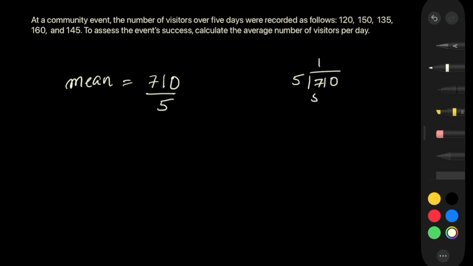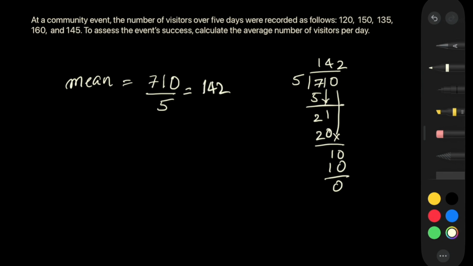Five goes in 7 once, with a remainder of 2. We bring down the 1, and we get 21. 5 goes in 21 4 times, with a remainder of 1. Bring down the 0, and we get a 10. 5 goes in 10 twice, with a remainder of 0. So the mean, or the average number of visitors that visited the event per day, is 142 visitors.